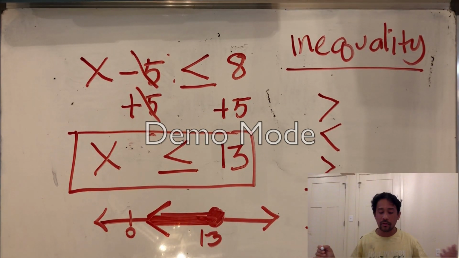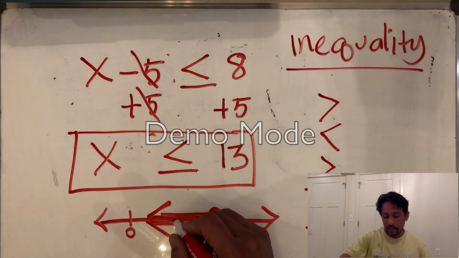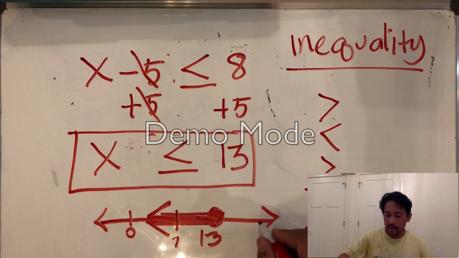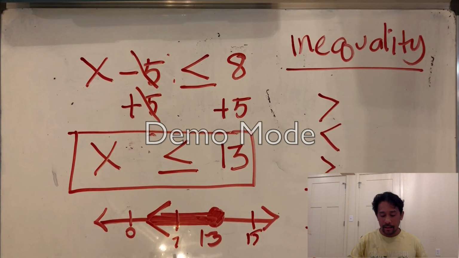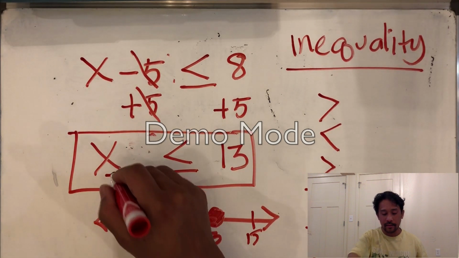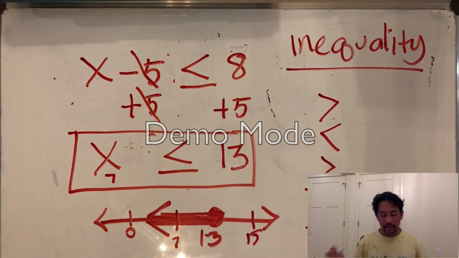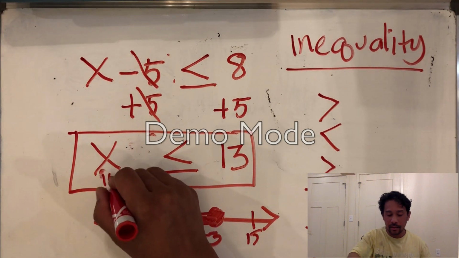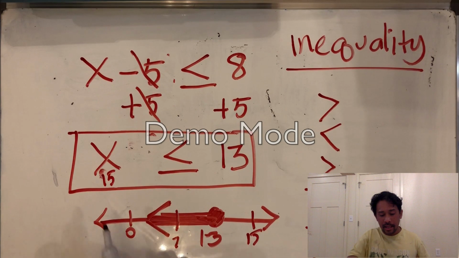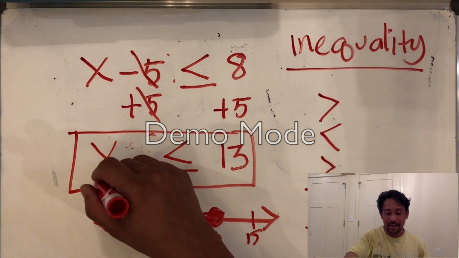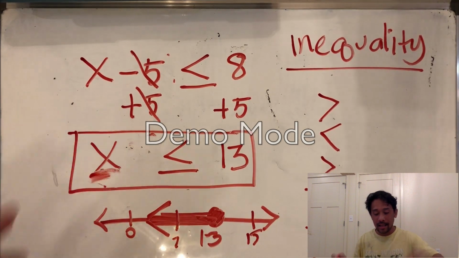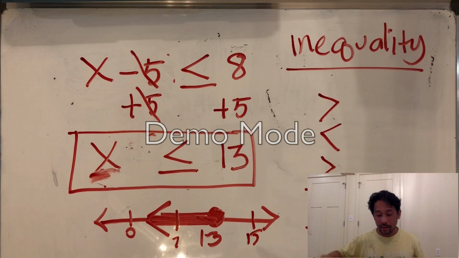Now, how do I know if the graph is correct? Remember, assuming that 7 is over here, and this is 15. If I substitute 7 for x, is 7 less than 13? Yes, that is correct. How about if I put 15, which is on this side? Is 15 less than 13? Of course not. So this is wrong, and that's why we know that the graph will go this way.